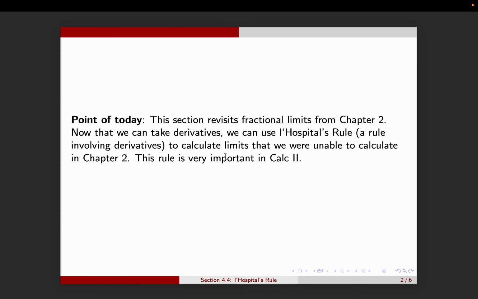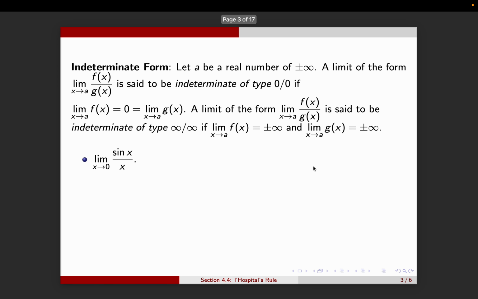So the point of this section is to revisit fractional limits from chapter 2 that we couldn't do back then. And it turns out that once you know how to take derivatives, a lot of these limits become approachable. And it's worth pointing out that this rule comes up all the time in Calc 2, L'Hopital's rule. Now, I know that some of you are not going to take Calc 2, and that's fair enough. But for those of you who are, this rule is very important. And for those of you who are not, it's still a nice application of derivatives.